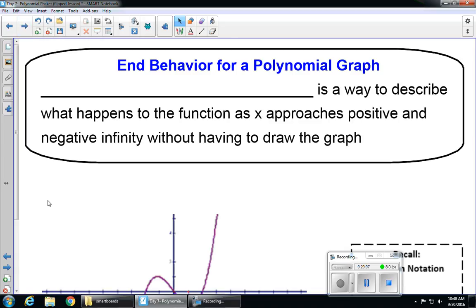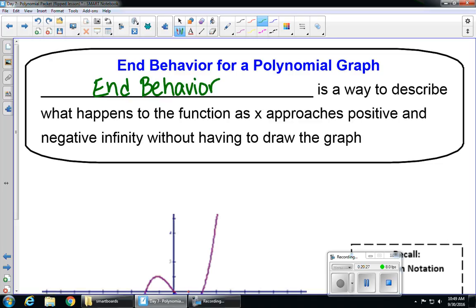So now we're going to move on to end behavior of a polynomial. End behavior is a way to describe what happens to the function as x approaches positive and negative infinity without having to draw the graph. So let's just fill in end behavior because this is our definition.